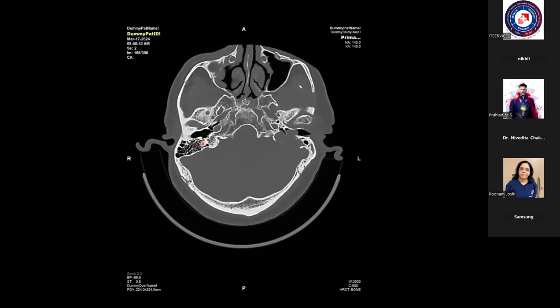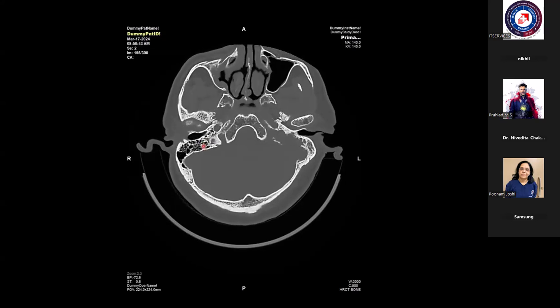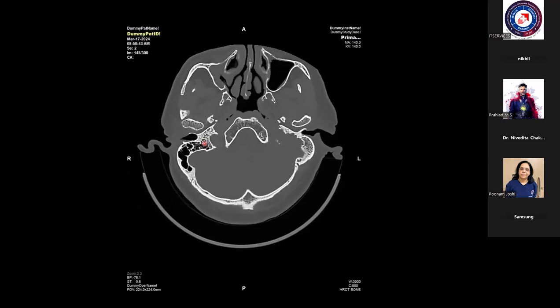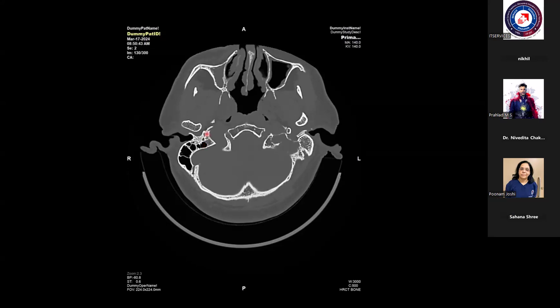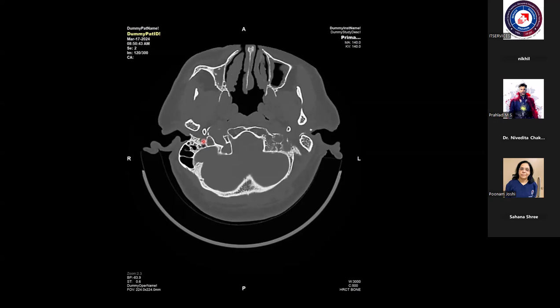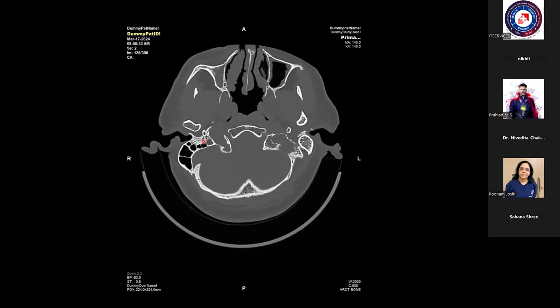And now we have come to the mastoid part. This is the mastoid segment of the facial nerve. And as I go below, this exits from the stylomastoid foramen. This is the styloid process. This is the mastoid segment of the facial nerve, and it exits at the stylomastoid foramen.